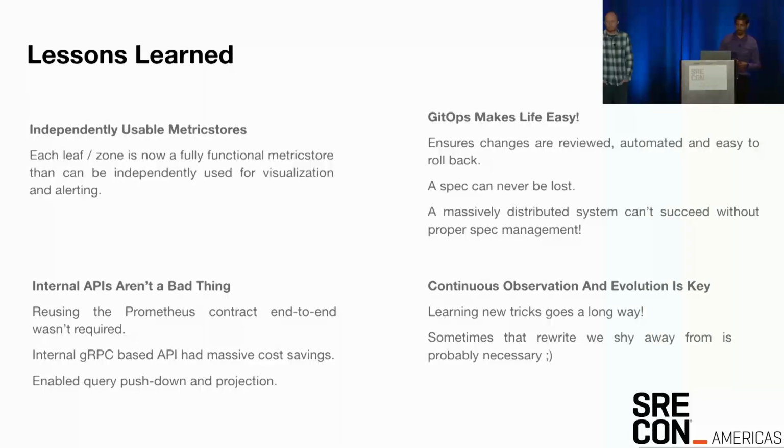Continuous observation and evolution is key. This is one of the nice lessons that we had. Sometimes we tend to shy away from doing a certain change because we think, okay, we're going to rewrite everything as a result. Is it worth it? Just because we took that risk and we moved away from centralized into this model, now we have the capability to scale to a great extent.